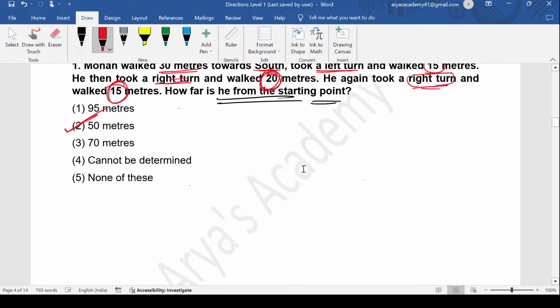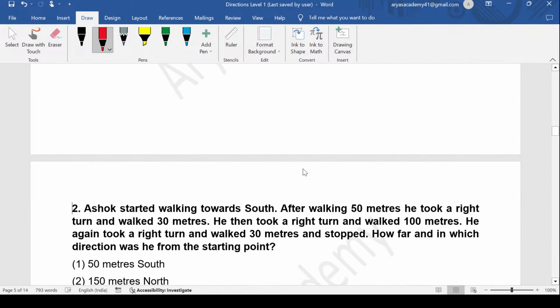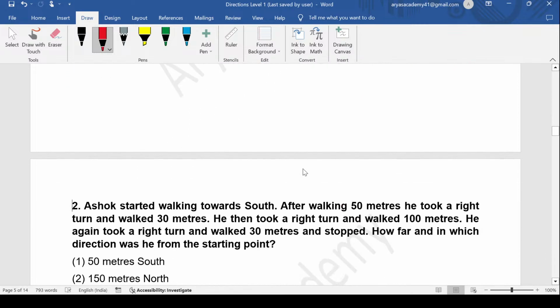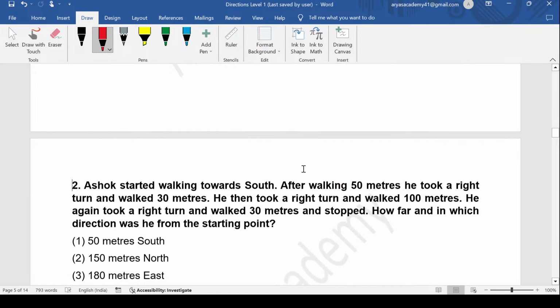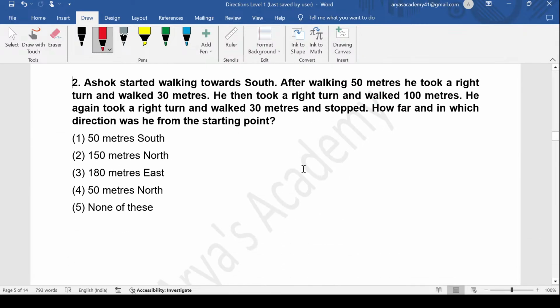The correct answer is 50 meters. While considering right and left, you should be careful and you have to consider from the direction which you are facing. Can you solve question number 2 and tell the answer? Please solve question number 2 and tell the answer.